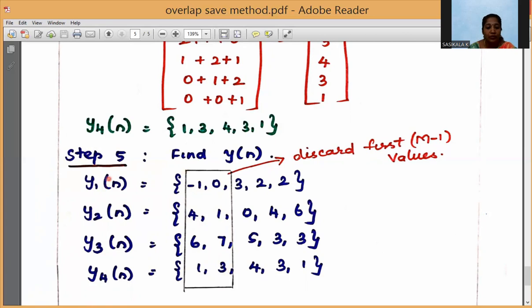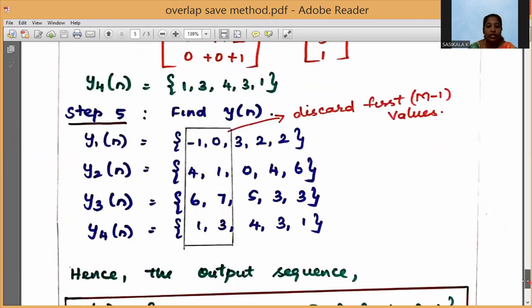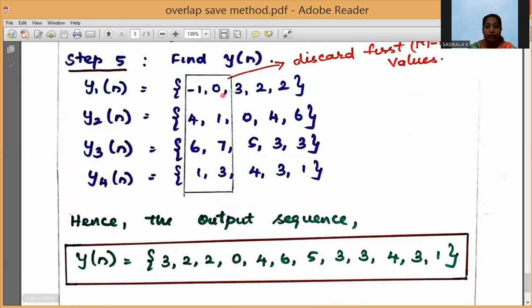So what you have to do is write all the output sequences y1 of n till y4 of n, and from this you have to eliminate or discard the first 2 values from each output sequence, and consider only the remaining values. So y of n is equal to 3, 2, 2, 0, 4, 6, 5, 3, 3, 4, 3, 1. So this is the output sequence we have derived. And the length of the output sequence, capital N, is equal to 12.